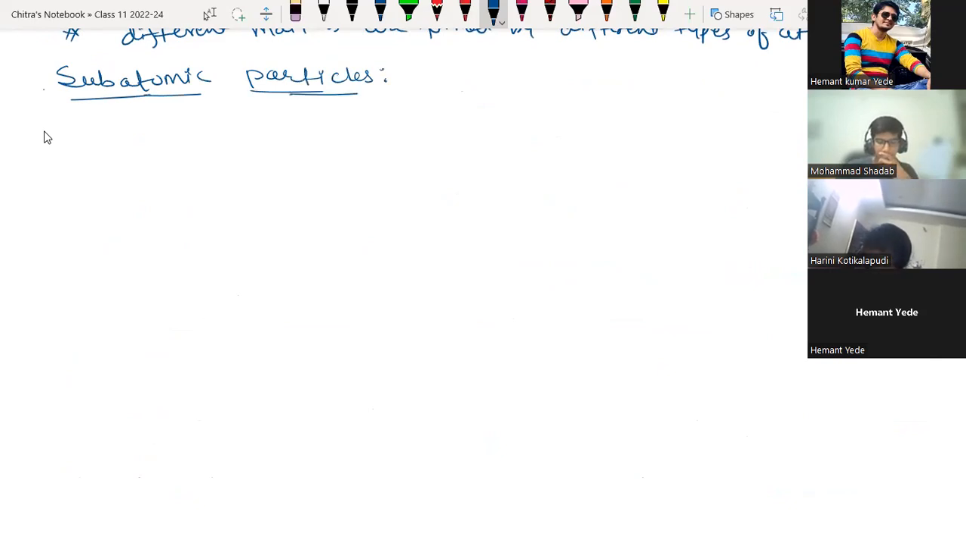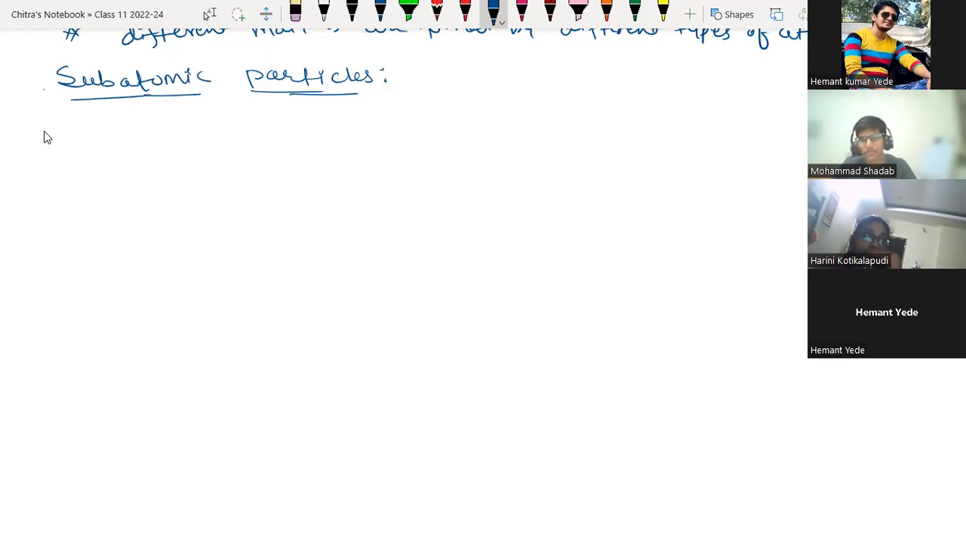Subatomic particles. Many experiments were performed in order to understand whether atoms contain different types of particles or not. Few of them are the cathode ray discharge tube, and the scattering of alpha particles. We will discuss all these experiments later on, but here I am only using their names.